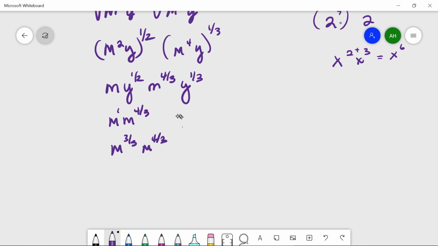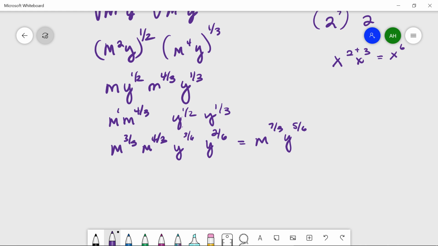Here I have y to the 1/2 and I have y to the 1/3. So let's make those both the same. Let's make this y to the 6th, so this right here is going to become y to the 3/6, and this is going to become y to the 2/6. Now I can add those across, and I'm going to get m to the 7/3 and y to the 5/6. Okay, so that's how that one works out.